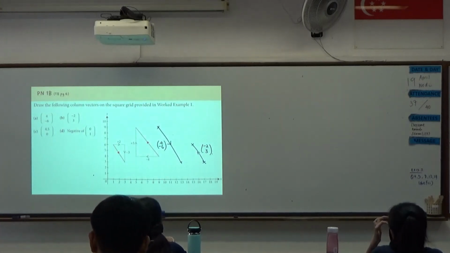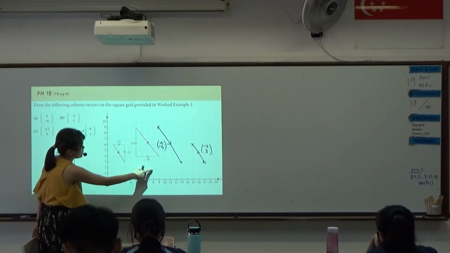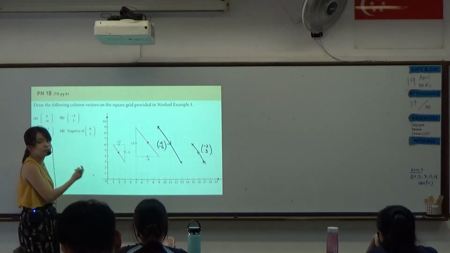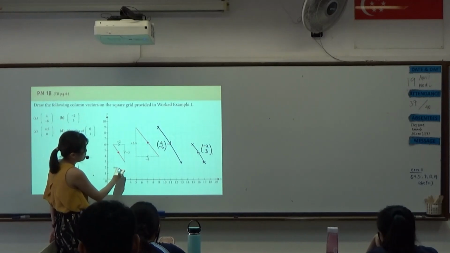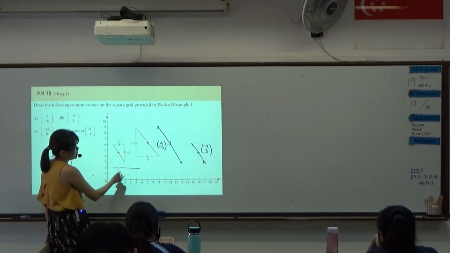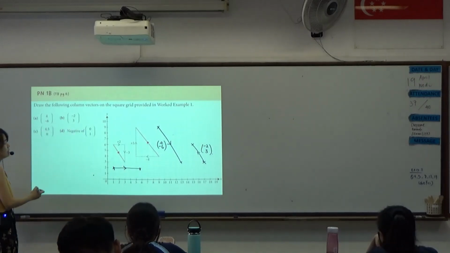Okay, and then after that we have 4.5 and 0. So that means going to the right 4.5 units. In this case, 1 square is 1 unit, so we will have to cover up to half a square. So from here to here, that will be your 4.5, 0.